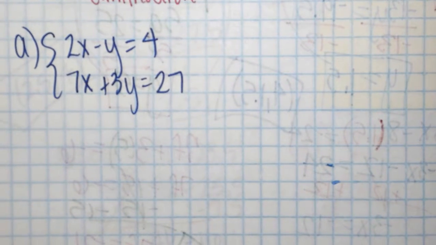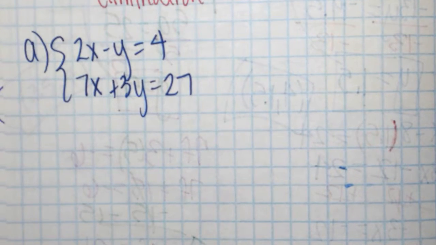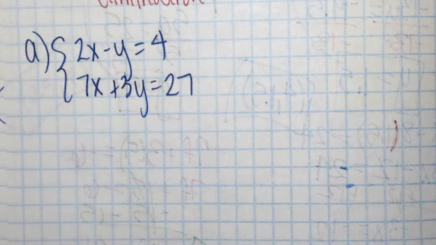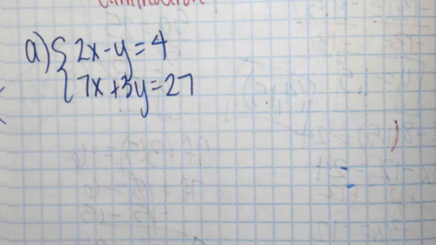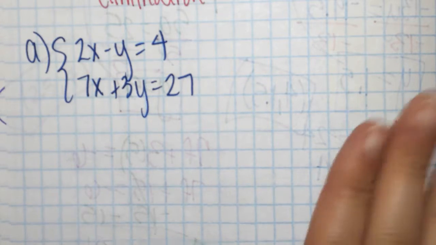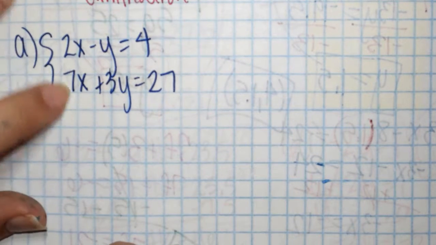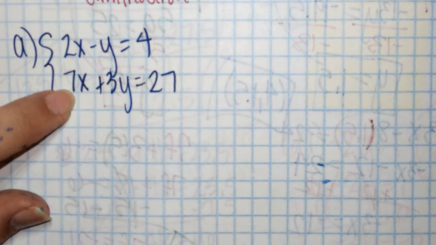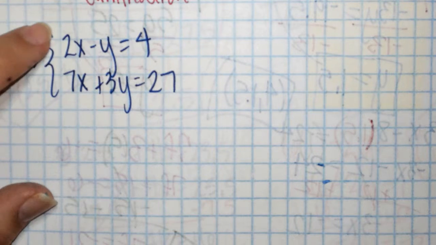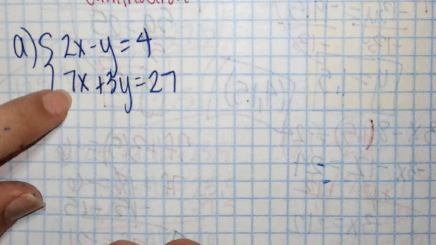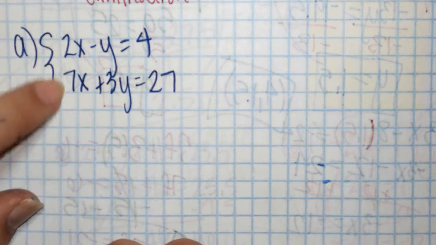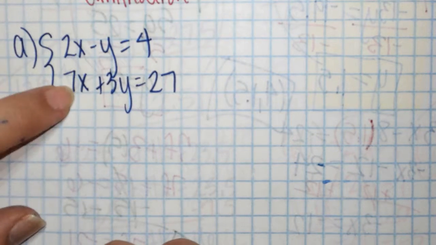Alright, so the first thing we do is we need to figure out which variable we're going to eliminate. Now, you can look for opposite signs, but you can also look at your numbers and think, can I multiply 2 by a whole number to get 7? No. We can't multiply 2 by 4 because that would be 8 and that's not 7. 3 would give us 6, 2 would give us 4. So we can't multiply 2 by anything to get 7.